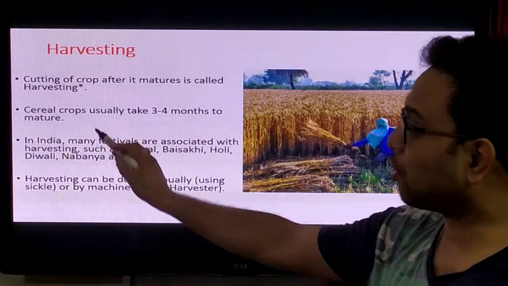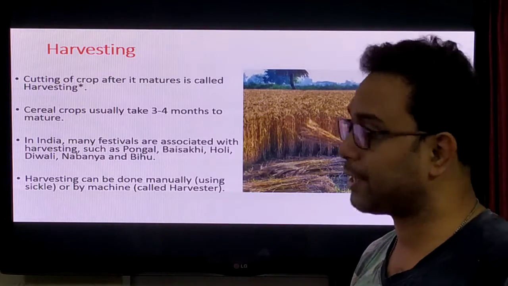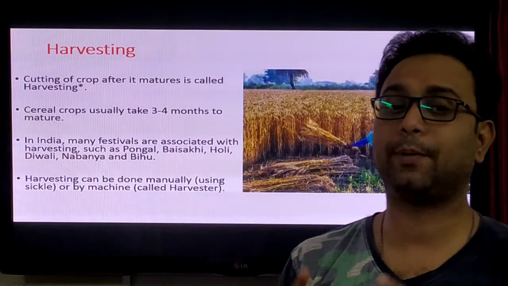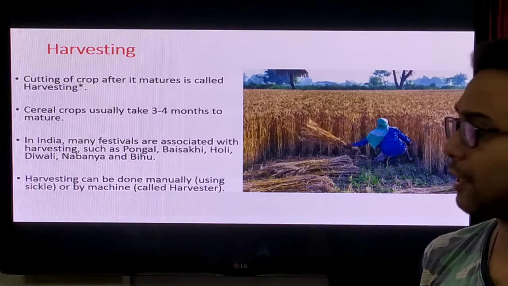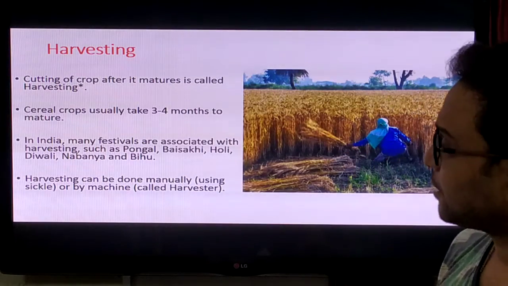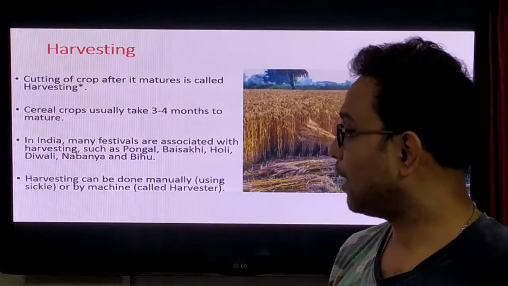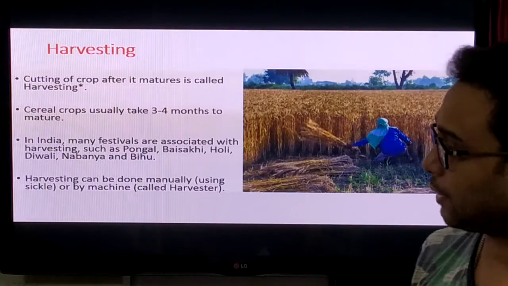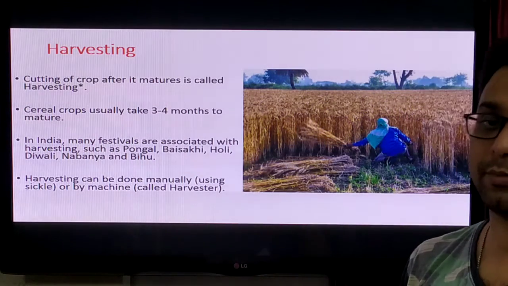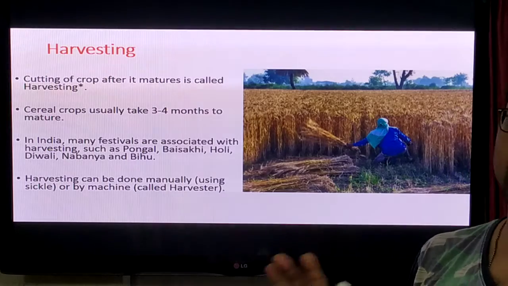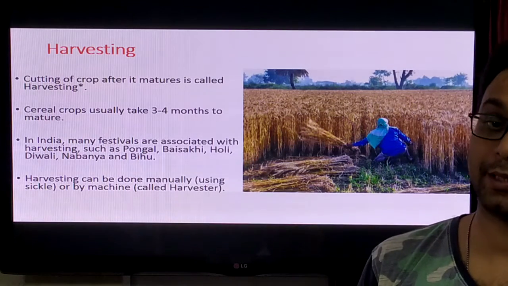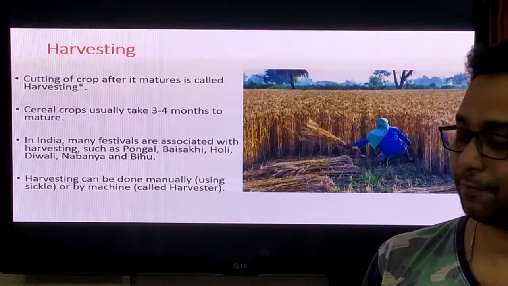Number one, cereal crops usually take 3 to 4 months to mature. Like rice or wheat, they take only 3 to 4 months to complete their life cycle. Other plants have different life cycles. In India, many festivals are associated with harvesting, like Pongal, Boishakhi, Holi, Diwali, Nabanno and Bihu. These are very important festivals in India held when harvesting is completed. After the harvesting is completed, these festivals happen in that particular field and village.